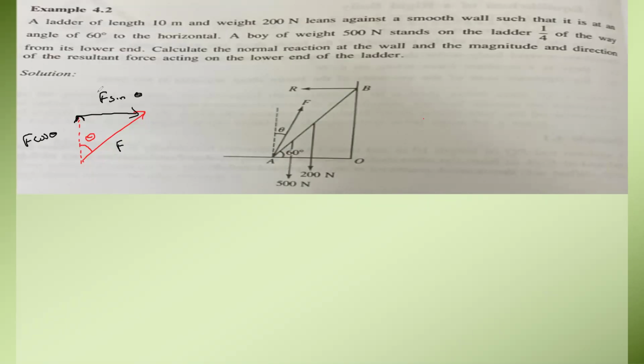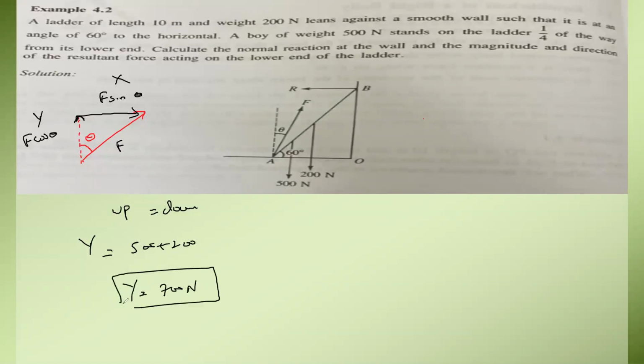Because it is in equilibrium, the total upward forces must be equal to the total downward forces, and the total forces acting right must be equal to the total forces acting left. You can also call these components y and x if you are confused with cosine and sine. It does not make a difference. So y is acting upward, and 500 is acting downward, and 200 is acting downward. The value of y is 700 that we worked out, which means this is equal to 700 Newton.